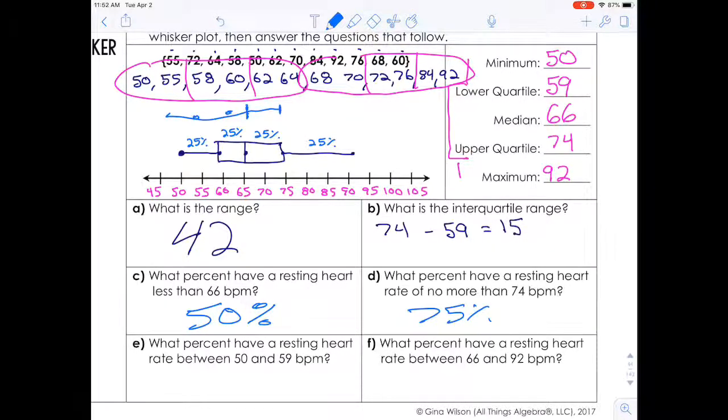So that would be, it's getting kind of jumbled in here, 50 to 59, 25%. 66 to 92 is going to be 50%.